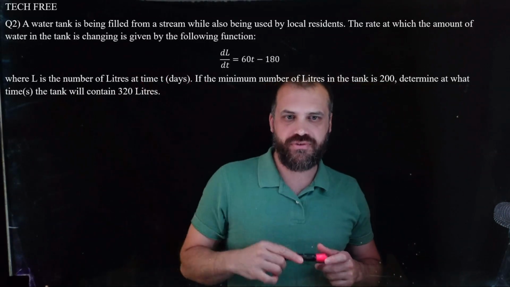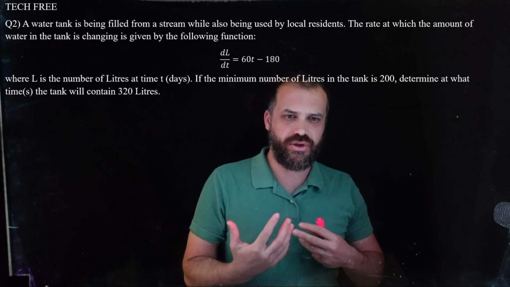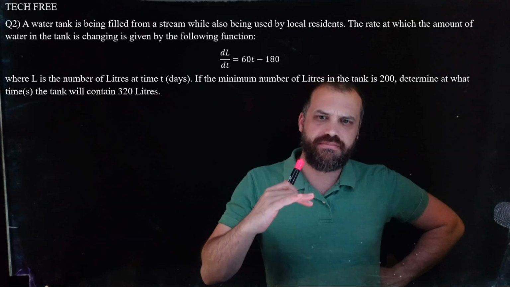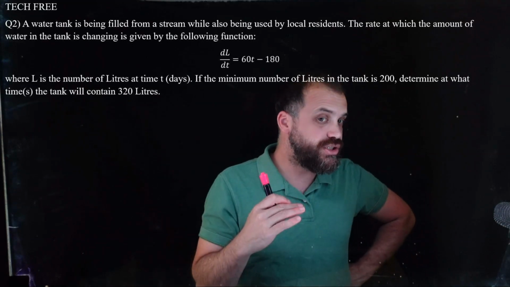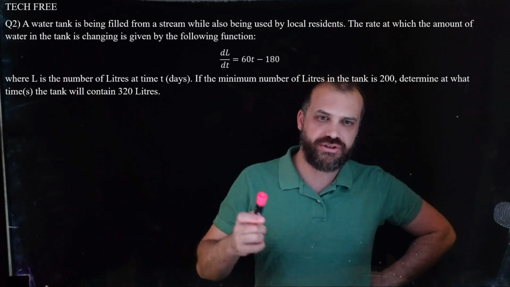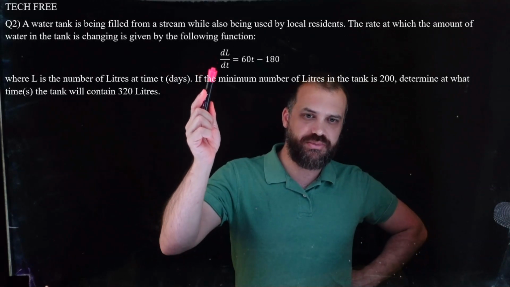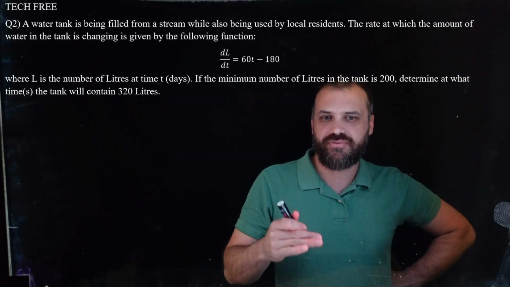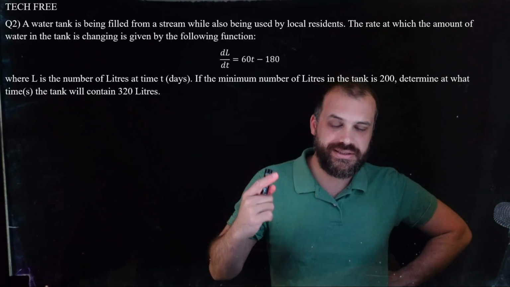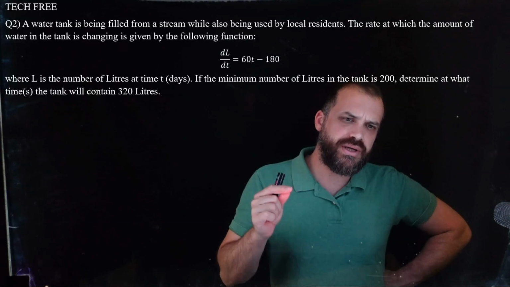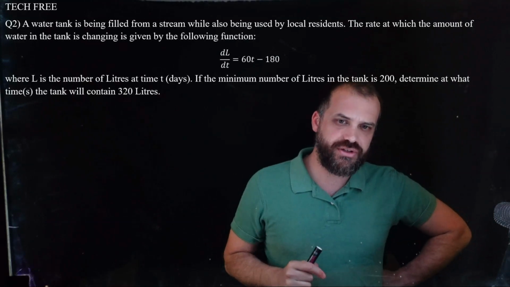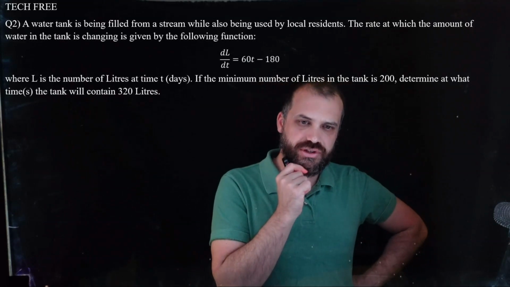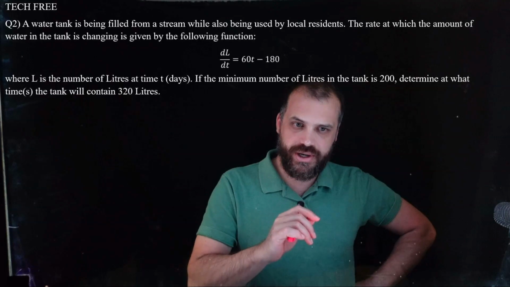A water tank is being filled from a stream while also being used by local residents. So that means water's going in, water's going out. The rate at which the amount of water in the tank is changing is given by the following function. So the change in litres with respect to time is equal to 60t minus 180, where L is the number of litres at time t days. If the minimum number of litres in the tank is 200, determine at what times the tank will contain 320 litres. Big question, big ideas.